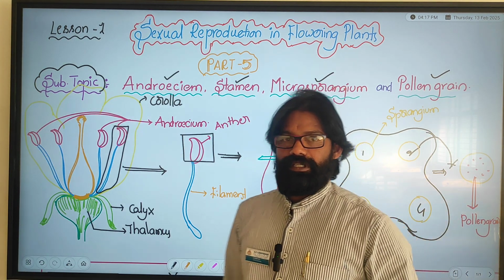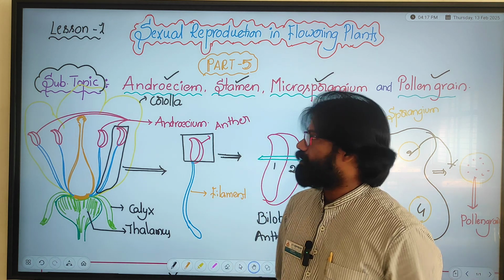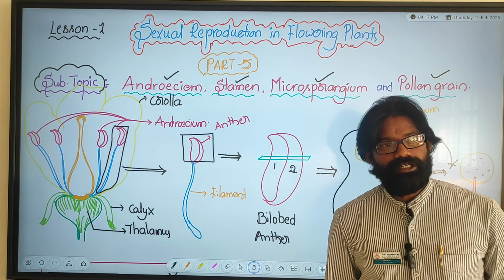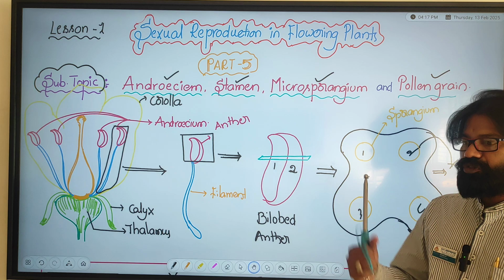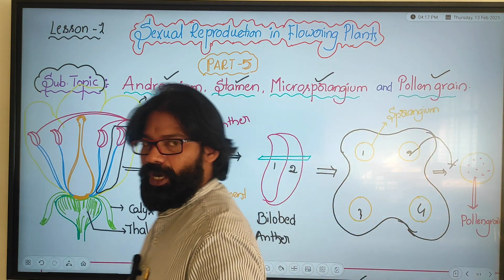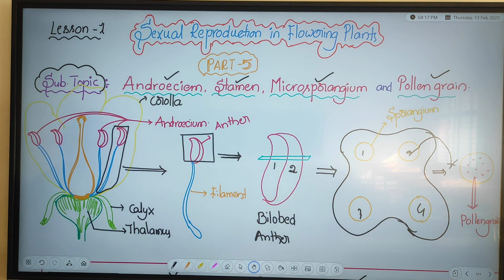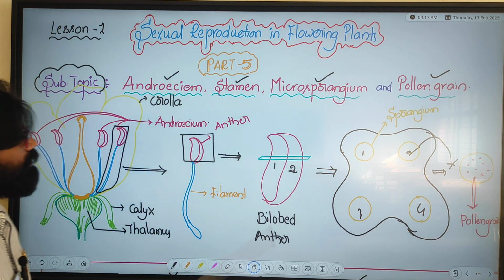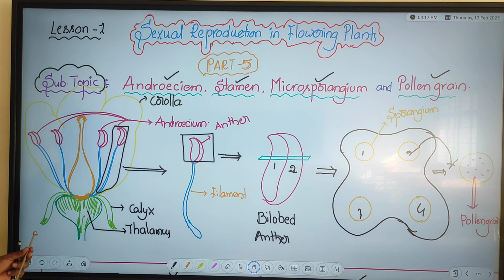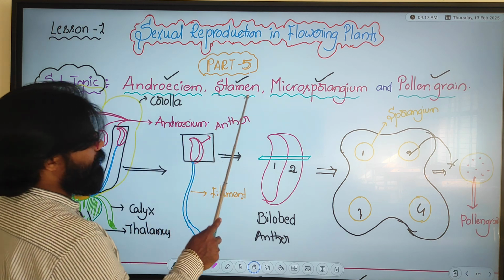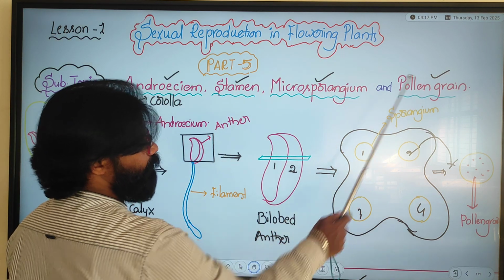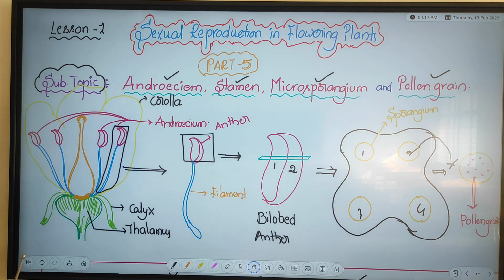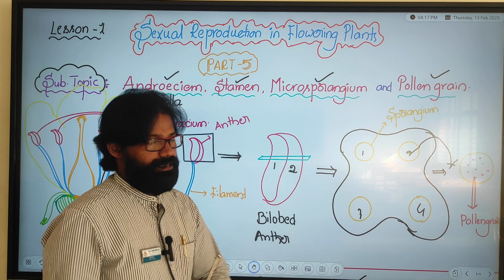As I discussed previously, the next part is part 5 of sexual reproduction in flowering plants. Let us discuss what I would like to cover in this part. Lesson 1, sexual reproduction in flowering plants, part 5. The subtopics are androecium, stamen, microsporangium and pollen grain. All these belong to the male reproductive part.